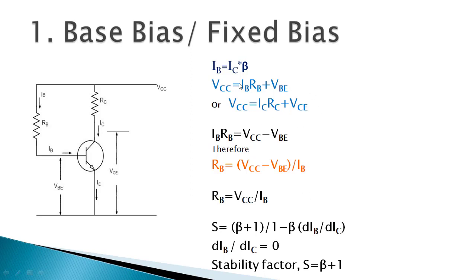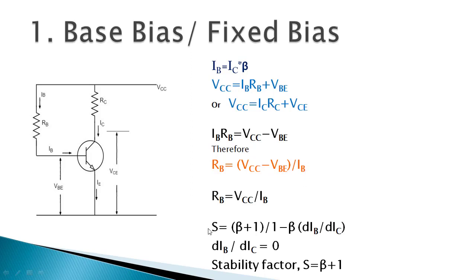So these two equations are important for calculating IC, VCE, RB, and IB. We can calculate all the values from these equations. Using the first equation, we can calculate the RB value. RB is equal to VCC minus VBE divided by IB.